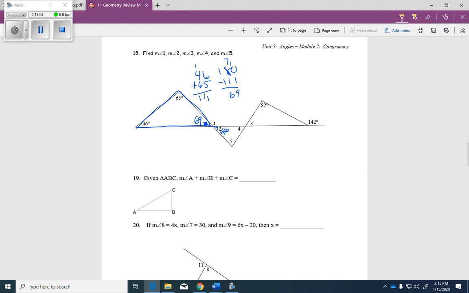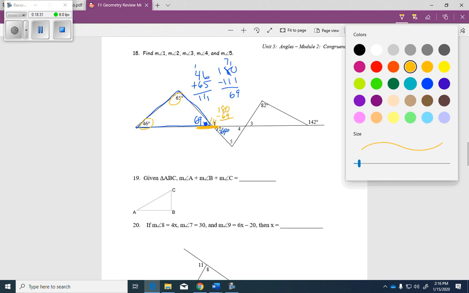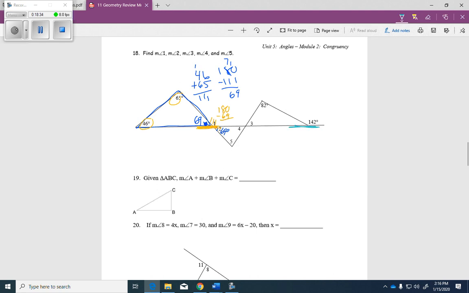I know that there's a linear pair right here, 69 and angle 1. So if I do 180 minus 69, I'll find angle 1, which is 111, which really can be found from the sum of the two interior angles equals that exterior. Now I'm going over to the triangle on the right. I notice this linear pair, so I'll find this angle in here by doing 180 minus 142 to get 38.